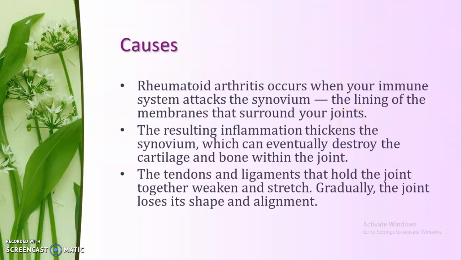Causes. Rheumatoid arthritis occurs when the immune system attacks the synovium. Synovium is nothing but the lining of membrane that surrounds joints. The resulting inflammation thickens the synovium, which can eventually destroy the cartilage and bone within the joint. The tendons and ligaments that hold the joint together weaken and stretch gradually. The joint loses its shape and alignment. So, in causes, the whole disease process is due to the immune system attacking the synovium.